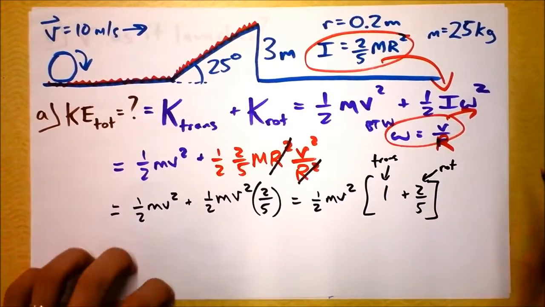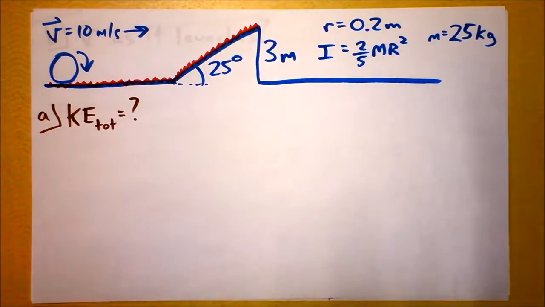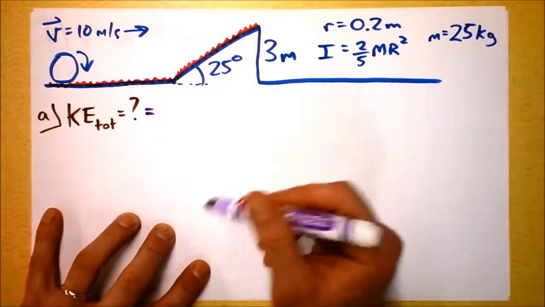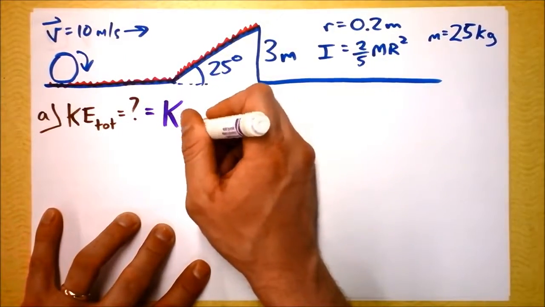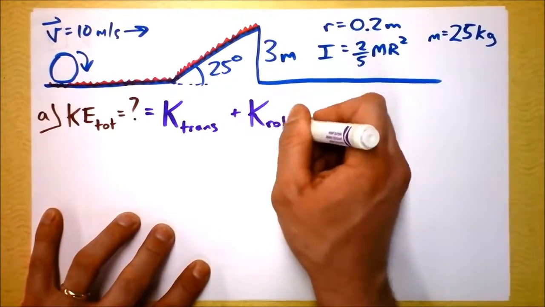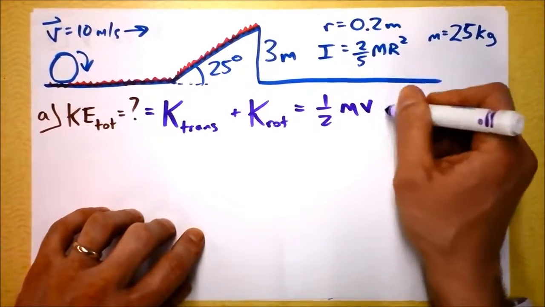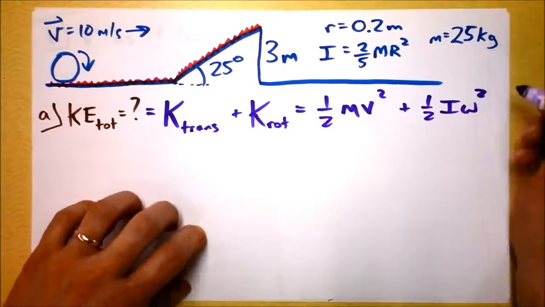So let's start doing this problem. The first part says, what is the total kinetic energy of the sphere as it rolls along the horizontal surface? So I'm just going to note that there are two forms of kinetic energy. We've got K translational and we've got K rotational. And those take the two forms 1/2 mv squared plus 1/2 I omega squared.